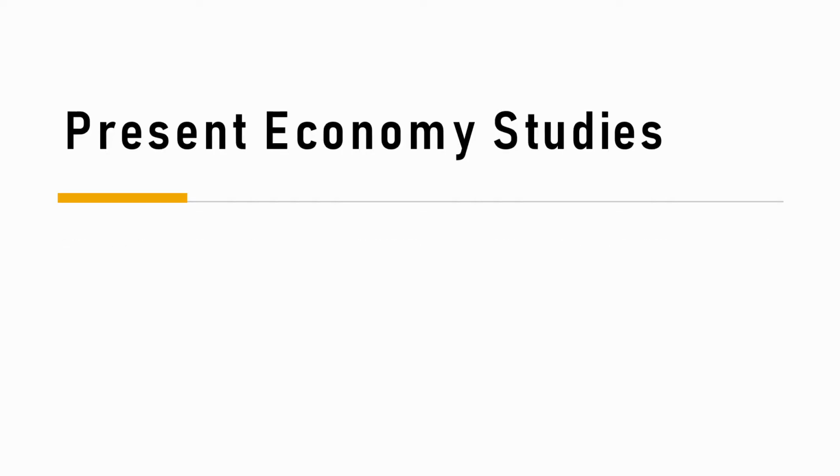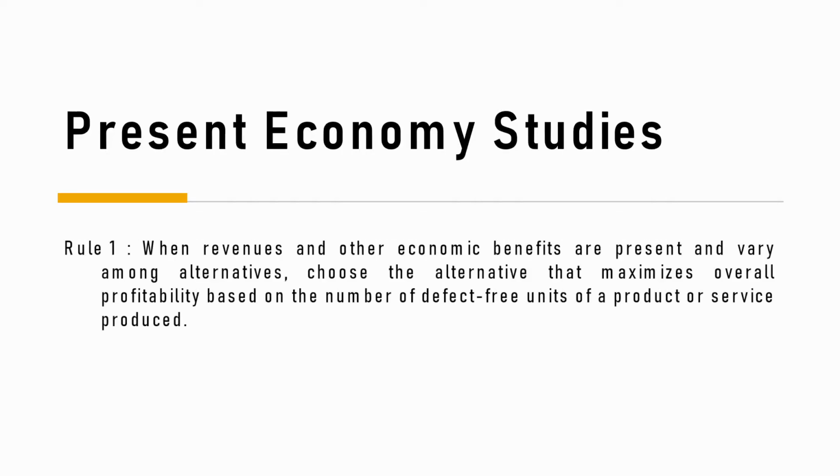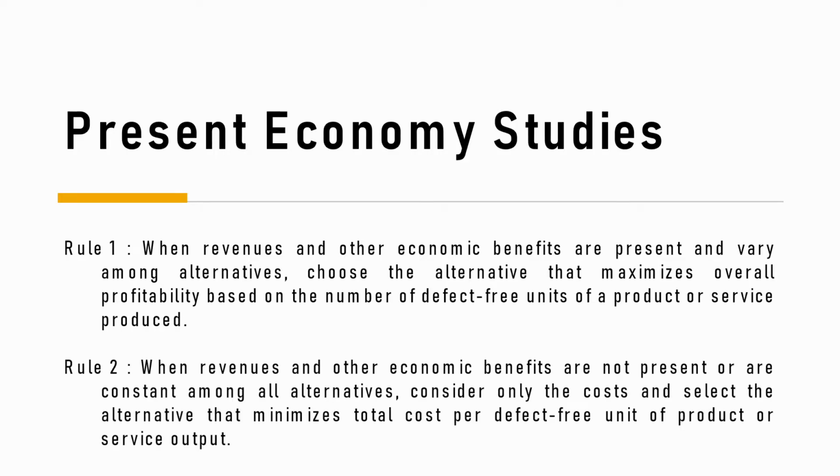Rule 1, when revenues and other economic benefits are present and vary among alternatives, choose the alternative that maximizes overall profitability based on the number of defect-free units of a product or service produced. And then rule number 2, when revenues and other economic benefits are not present or are constant among all alternatives, consider only the cost and select the alternative that minimizes total cost per defect-free unit of product or service output. So, meron tayong dalawang rule na pwedeng i-consider.